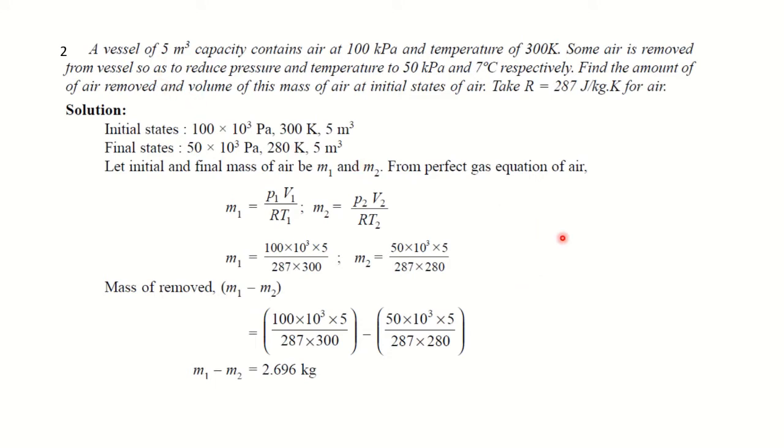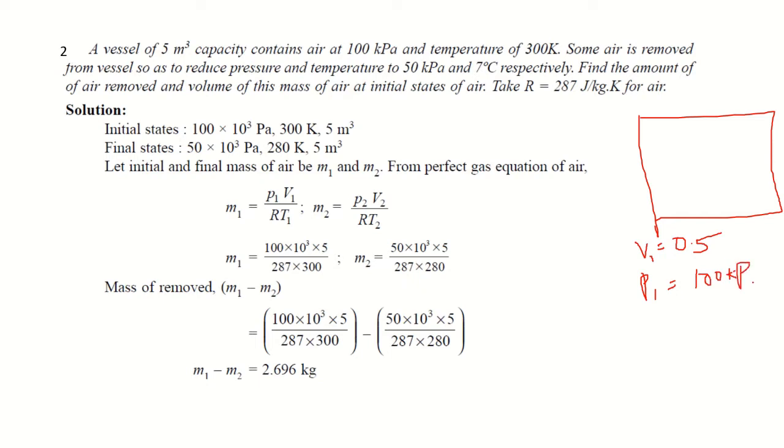Next, a vessel of 0.5 meter cube capacity contains air at, let us say, 100 kilopascal, and a temperature of 300 K.